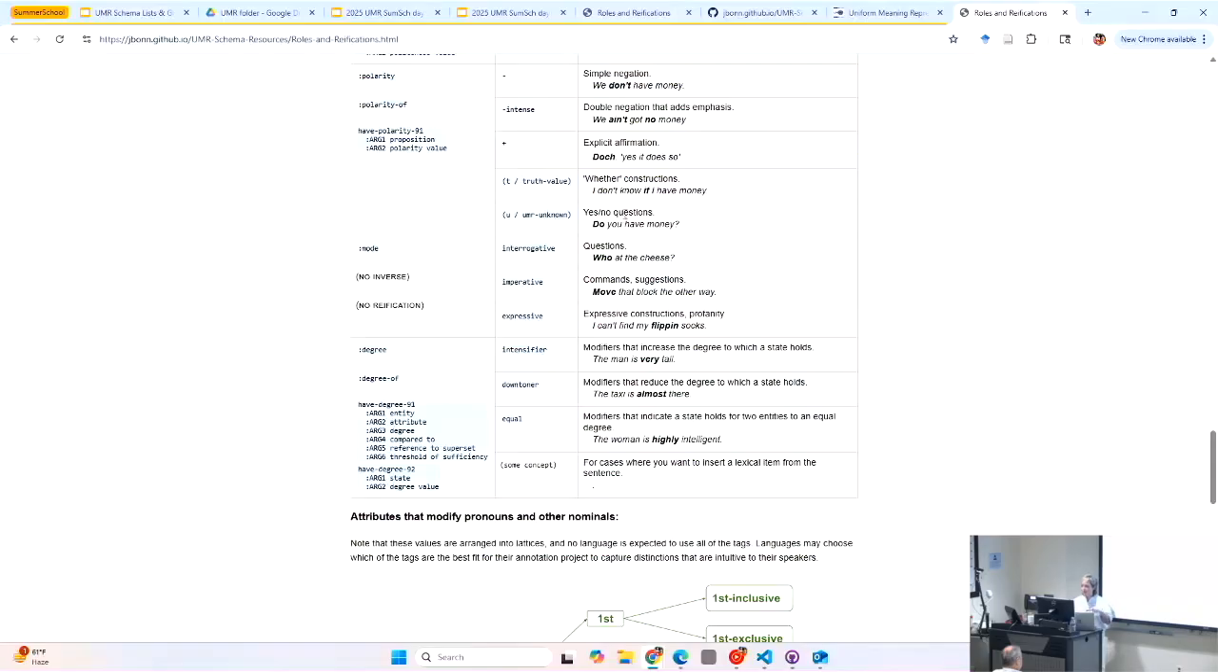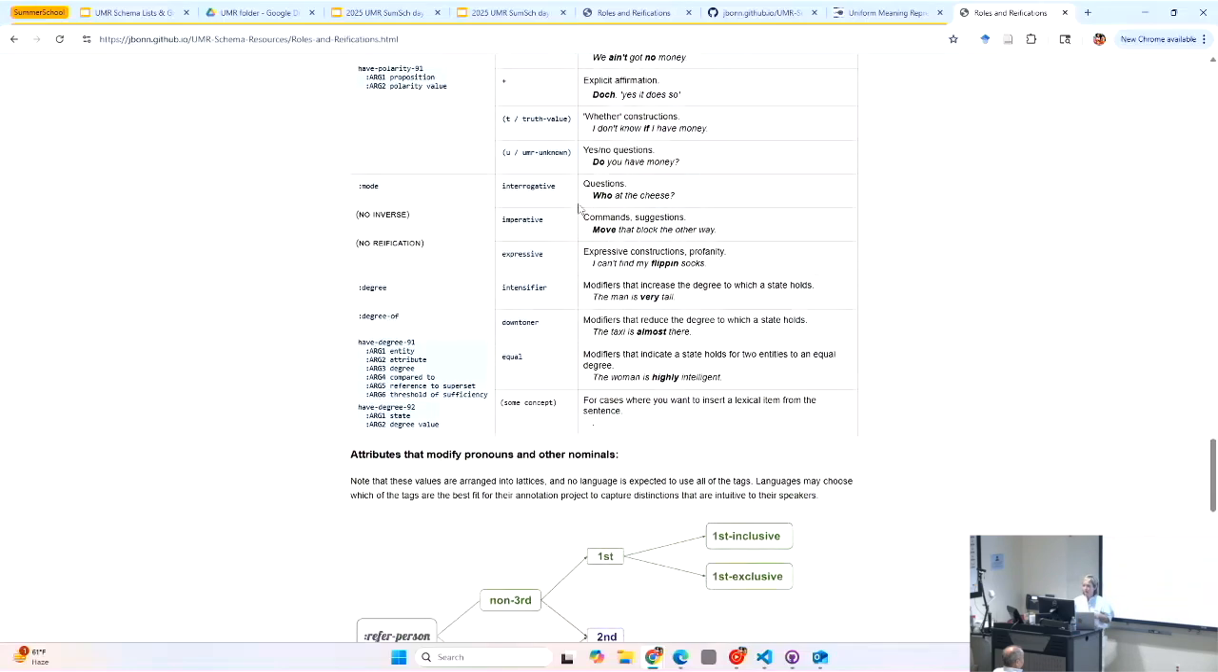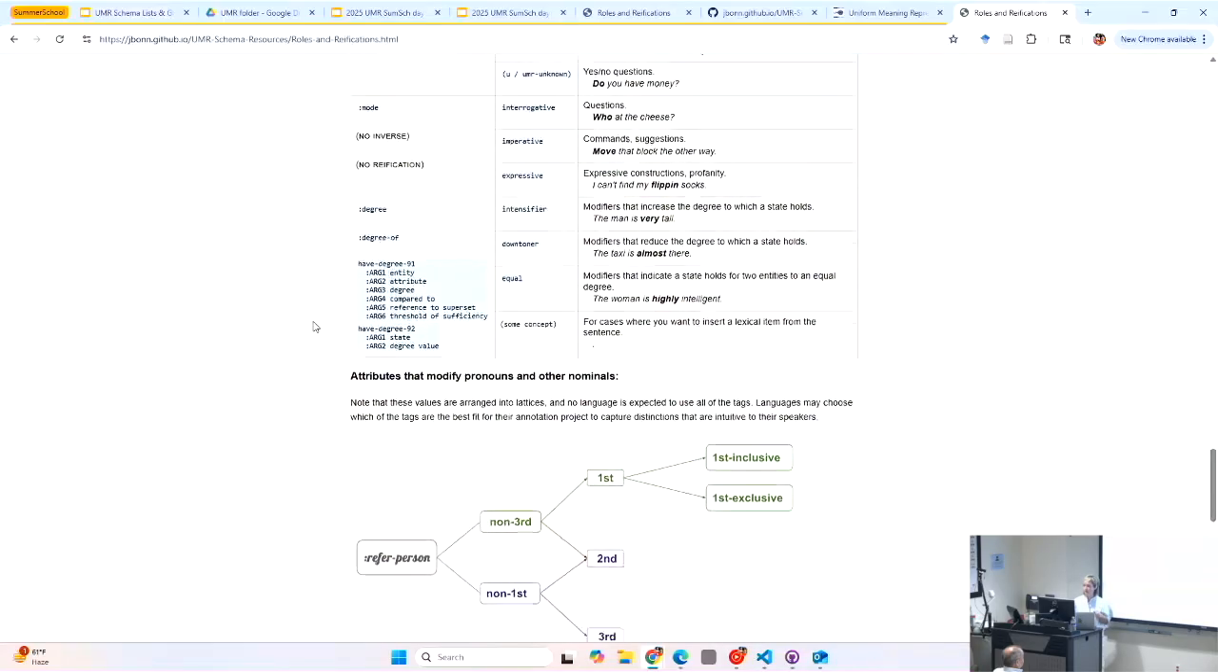So, do you have any money? No, hold on. Sorry, I'm talking about content questions. For yes or no questions, when it's just under polarity, "Do you have any money?", it's just polarity UMR unknown. Same as AMR. We've just replaced AMR with UMR. Mode is the same as AMR, with three types: interrogative, imperative, expressive.